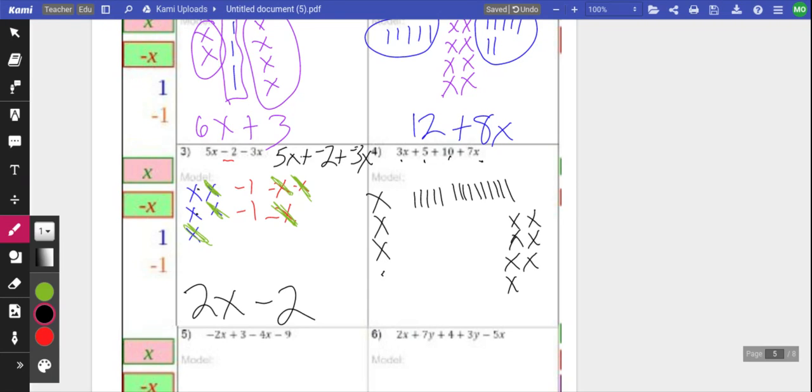If I have 3 x's here and I have 7 over here, I have a total of 10 x's. If I have 5 ones and 10 ones together, that makes 15 ones.